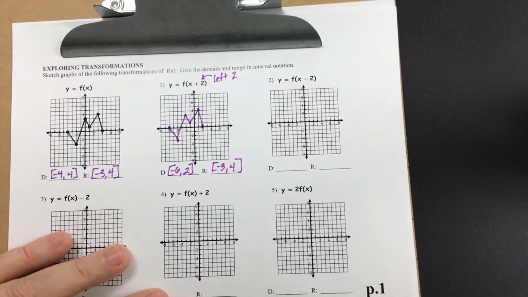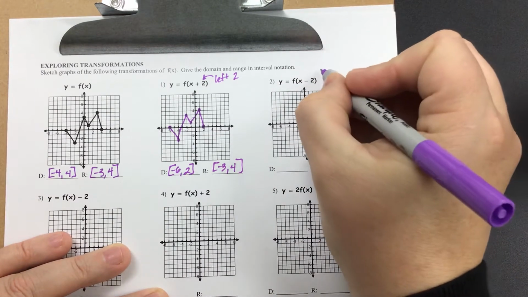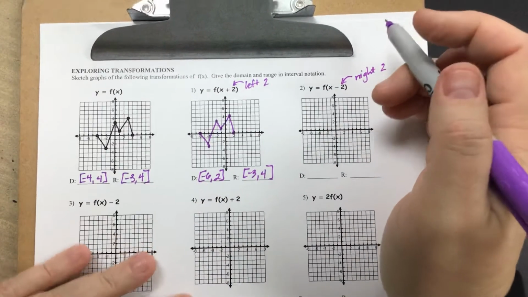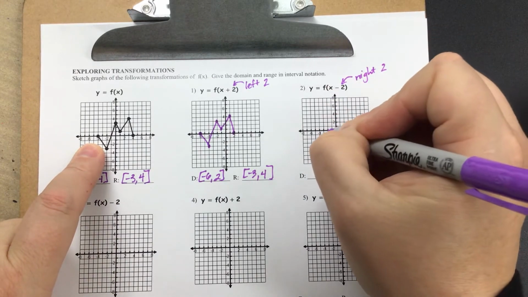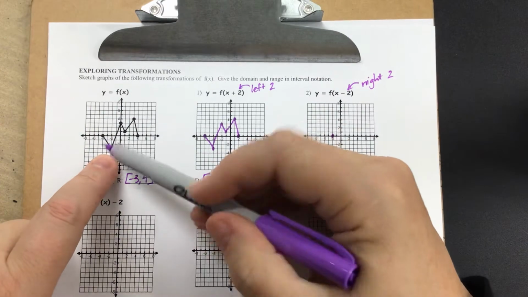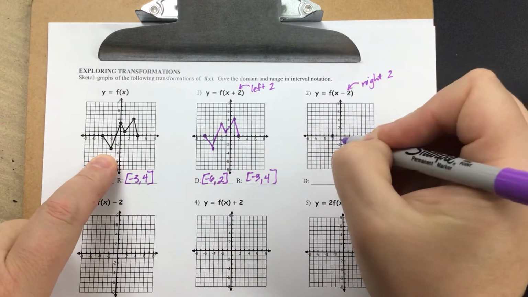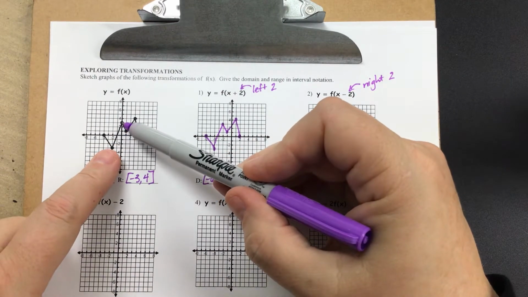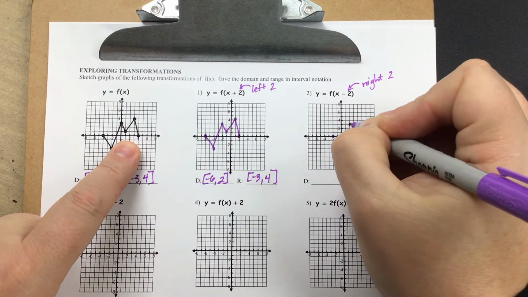Next, this one here is f of x minus 2. This means you're moving the graph to the right 2, again based on the original parent function. If my point was at -4, 0, it's now going to be at -2, 0. This point here was at -2, -3. Now it's going to be at 0, -3. This one here, which was at 0, 3, is now going to be at 2, 3.